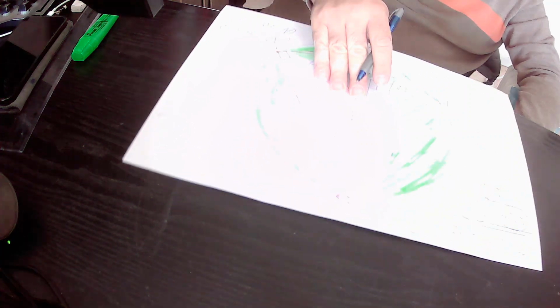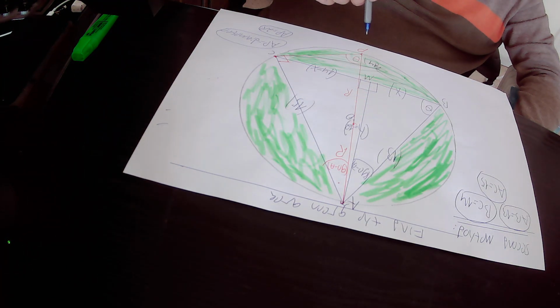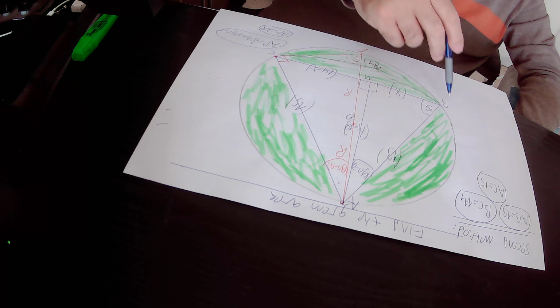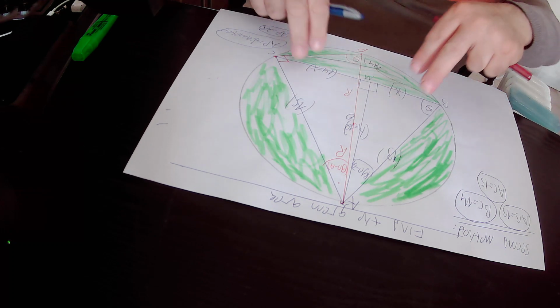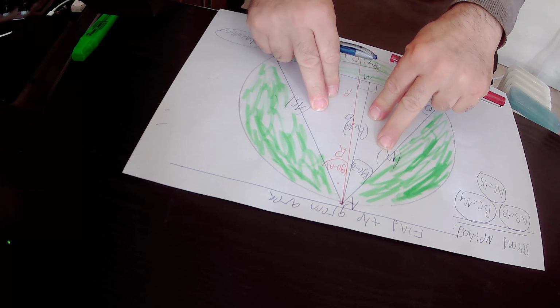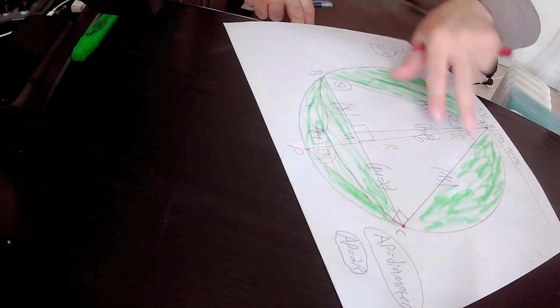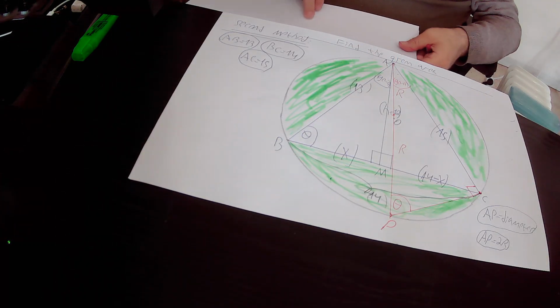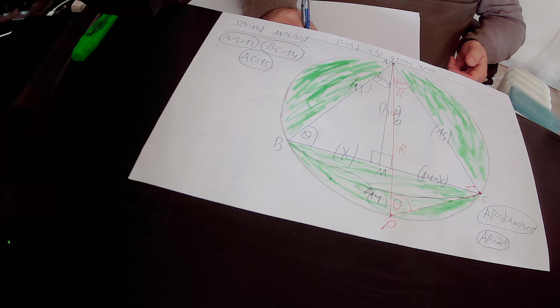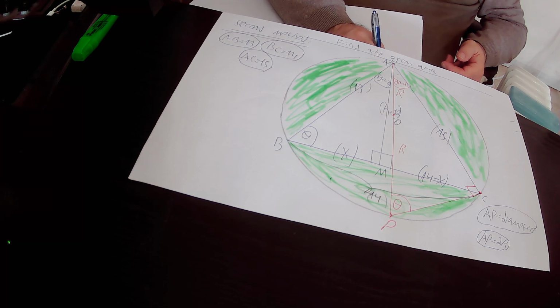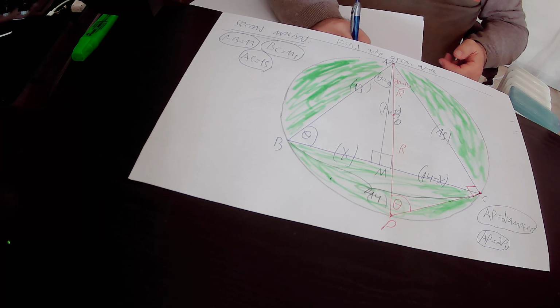In the next step, we'll prove that the right triangle APC is similar to the right triangle ABM. We prove that those two right triangles are similar to each other. So I write it down. We prove that the right triangle AMB is similar to the right triangle APC.